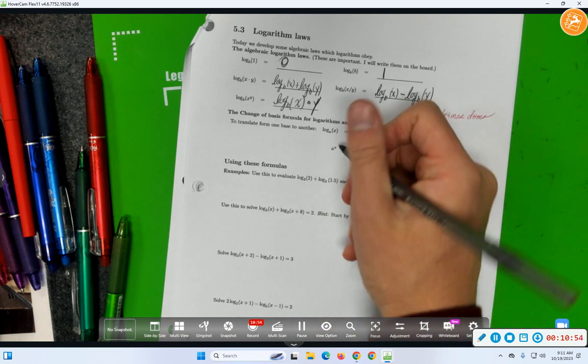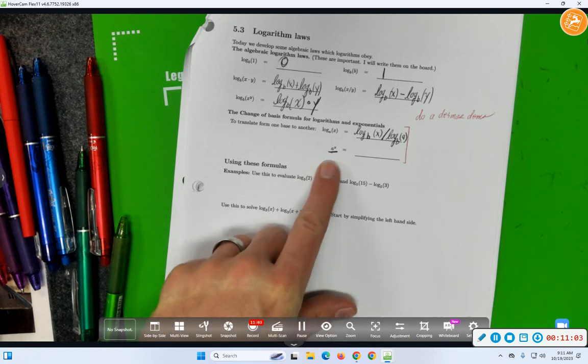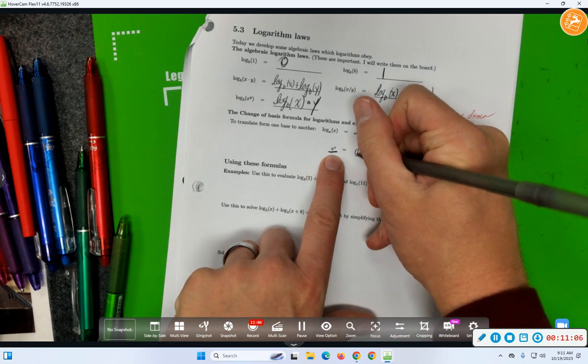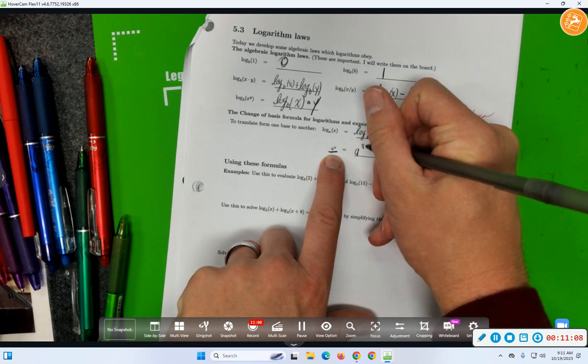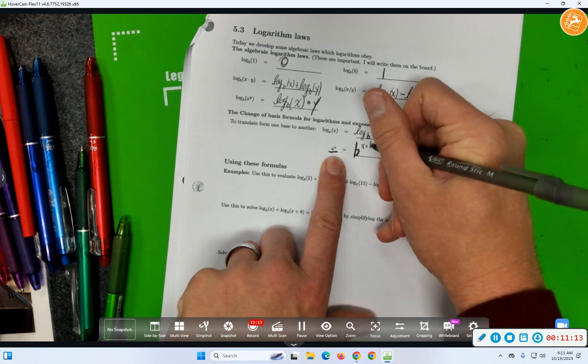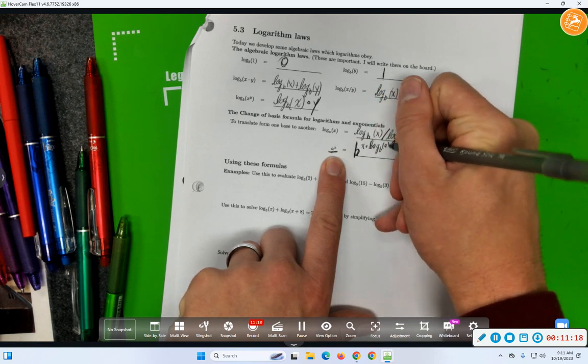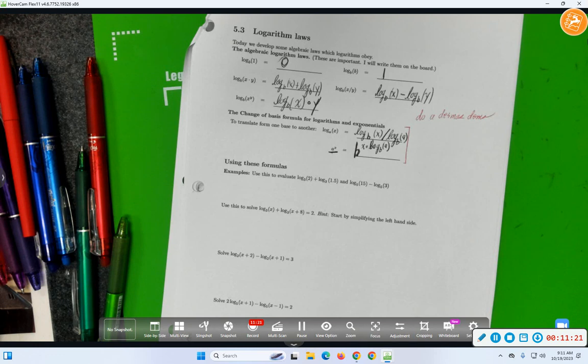The same thing is true for exponentials. If you see a base in an exponent that you don't like, you don't have to have that base. You can change to a different one. a to the x is the same thing as b to the x times log base b of a. And I want to do a Desmos demo to convince you that something like this is true.